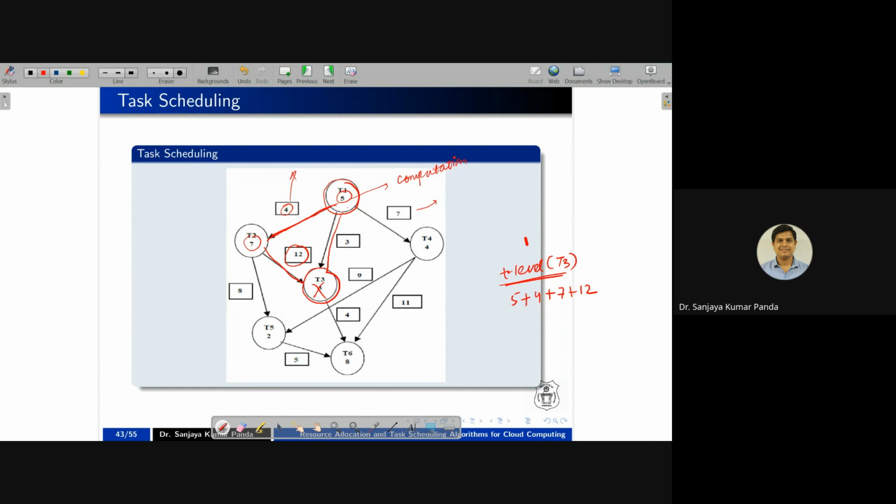Similarly, if you follow this direct path, you will get 5 plus 3. So you will get how much? 9 plus 7 is 16, plus 12, that is 28, and this one is 8. Right?